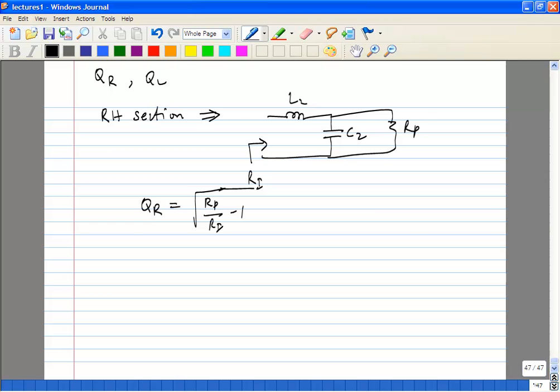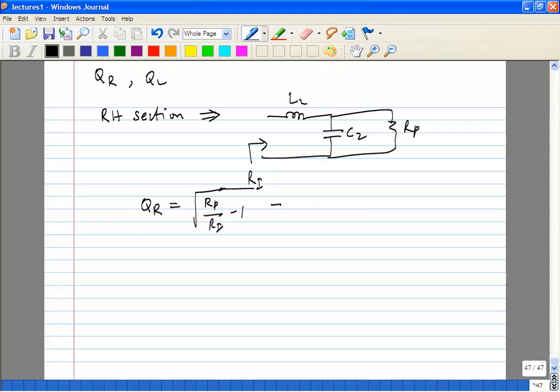In this case, you're converting parallel to series. Remember, when you convert parallel to series, the resistance actually goes down, in all cases, because Rp is Rs into 1 plus Q squared. So Rs is actually lower than Rp. Okay? So this is the relation for QR.